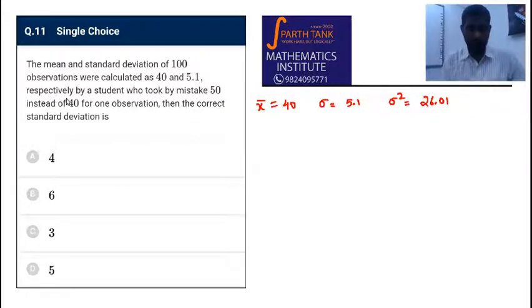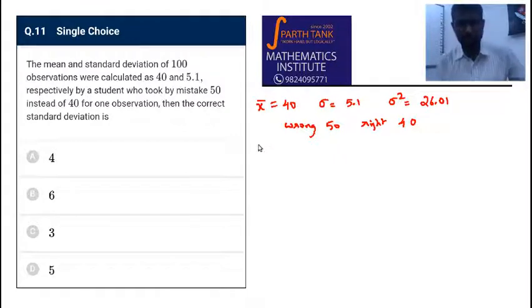But these are wrong values, because a student took by mistake 50 instead of 40 for one observation. So the wrong observation is 50, the right observation is 40. Then the correct standard deviation is how much? We have to find the correct mean, the correct sum of squares and all that. So let us go step by step.